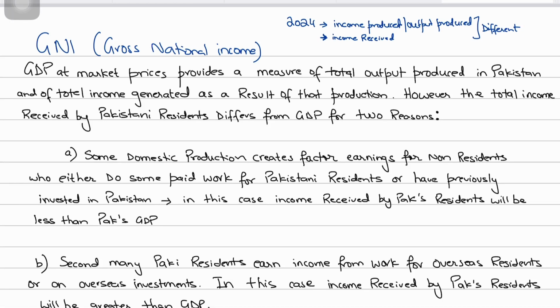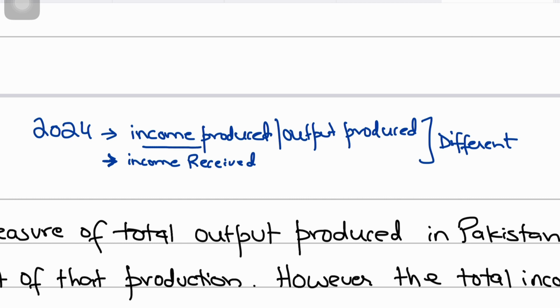So let's get started. So guys, in order to understand gross national income, we have to understand the fact that the income that is generated because of the output that is produced in a country is different from the income that is received, right? So there are two things that we're talking about: the income produced or income generated because of the output that is produced, so the output produced is different from the income that would be received in, let's say, 2024. And there are multiple reasons.